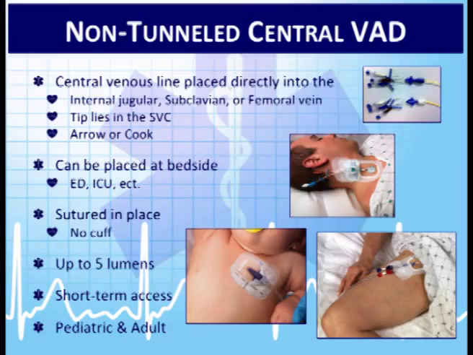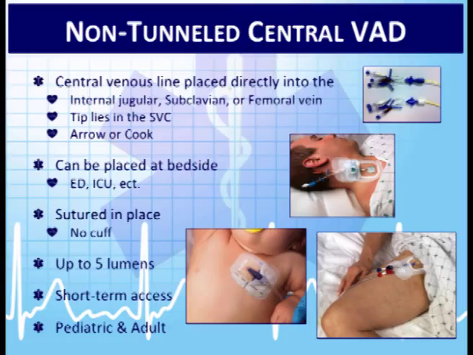It can have up to 5 lumens. So if they may need blood, may need vasopressors, may need fluids, they could hook those all up. Therapeutic hypothermia, if they're doing that protocol in the hospital, it's nice to have a couple of different access lines, one for your cooling fluid there.